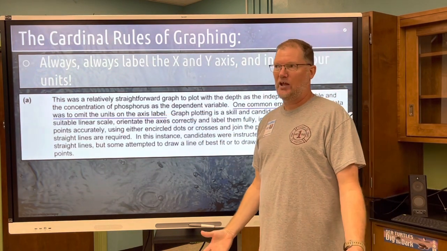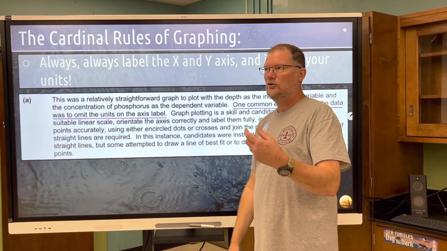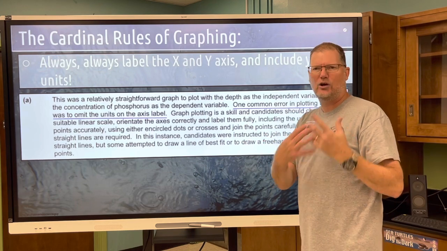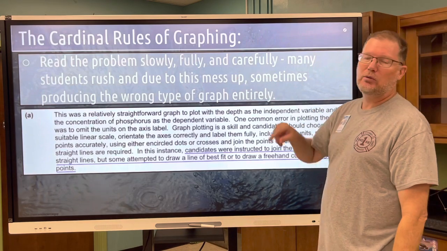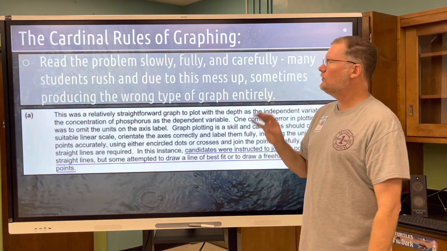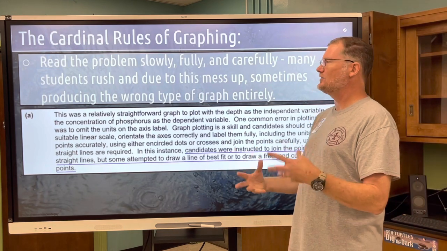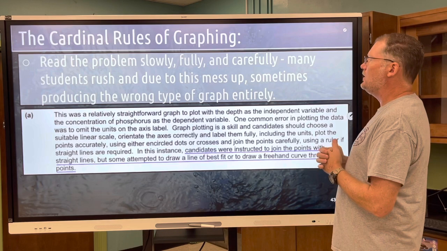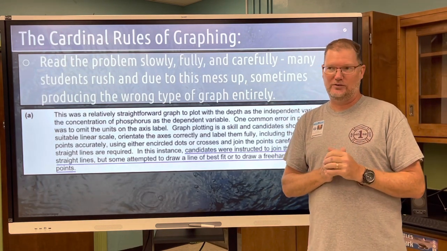I see it all the time as a teacher. In every single science class I teach, you make a graph, you put the numbers, but you don't label it. So the person reading your graph has no idea what's going on. You have to do that. Reading the problem slowly, fully, and carefully. Don't rush. I mean, hello, okay, that's kind of simple, right? And they often rush, they mess up, and sometimes they'll make the entirely wrong type of graph because of it.